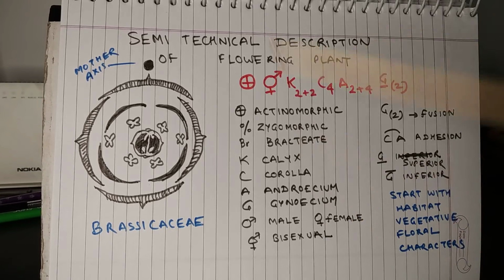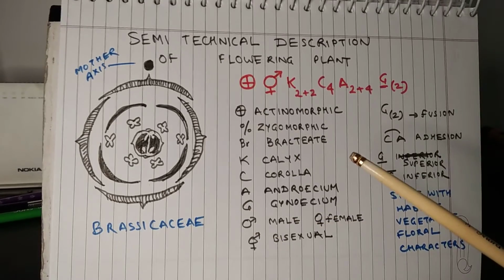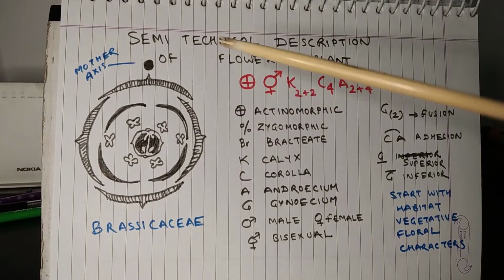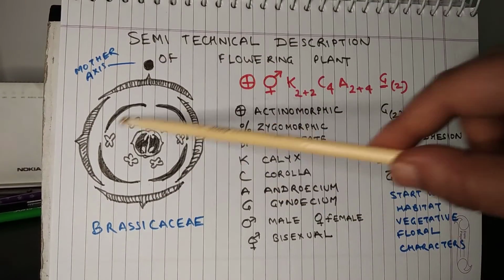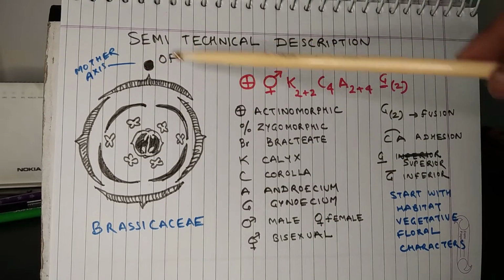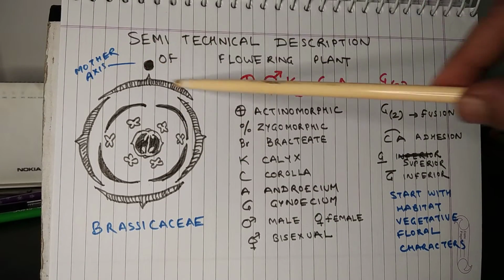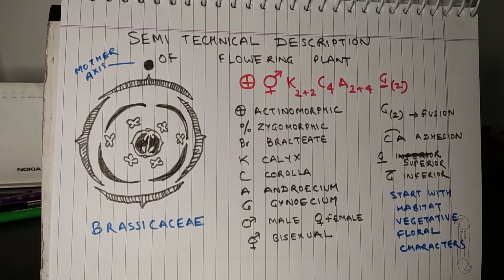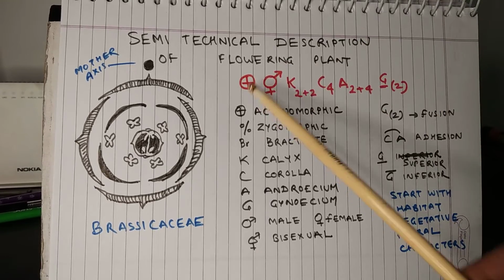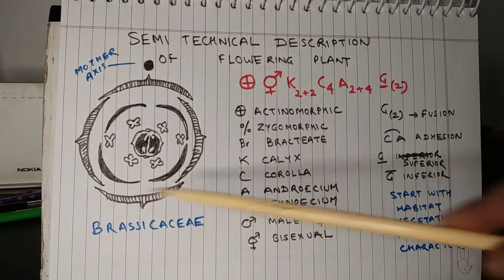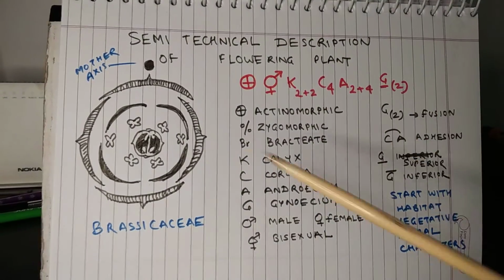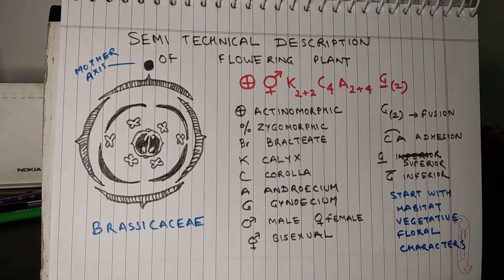Now, this is a floral diagram. Different parts are shown by different symbols. The outermost whorl is calyx, followed by corolla, androecium, and gynoecium. And this dot shows the position of the mother axis in relation to the flower. So let us try to decipher this symbol and this floral formula. This is an actinomorphic flower, so you can divide it into 2 halves from any plane. This is a bisexual flower, so male parts and female parts both are present.